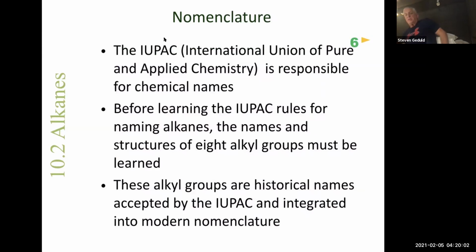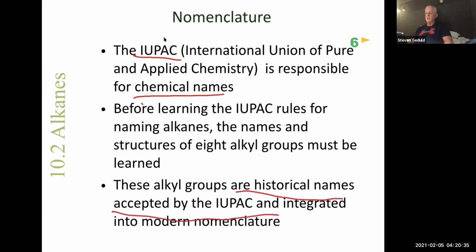Nomenclature. How are we going to name all these things? We use what's called the IUPAC nomenclature, International Union of Pure and Applied Chemistry. That's who's responsible for naming all these hundreds of thousands of organic chemicals. Before learning all the names, all the structures of the eight alkyl groups must be learned. The alkyl groups are historical names accepted by the IUPAC and integrated into modern nomenclature. That's what we use when we're naming them.